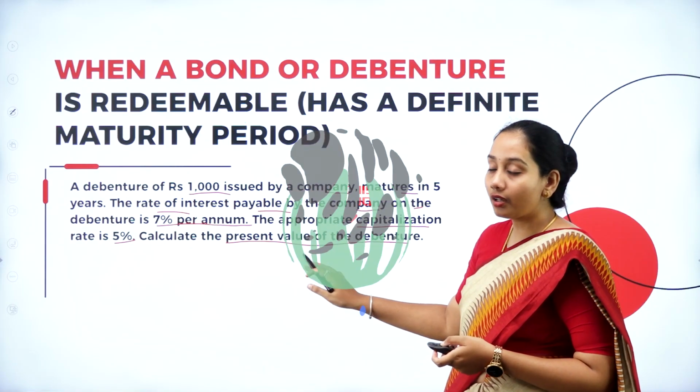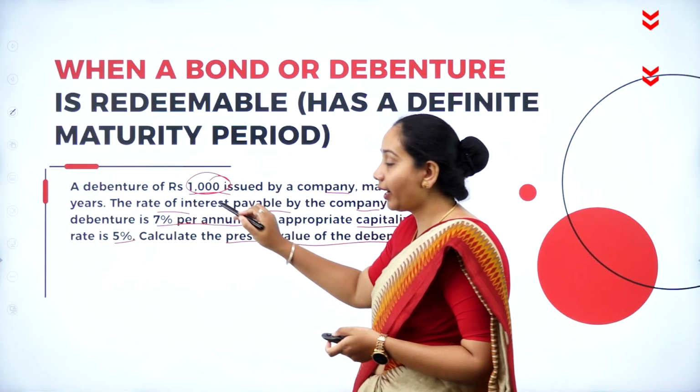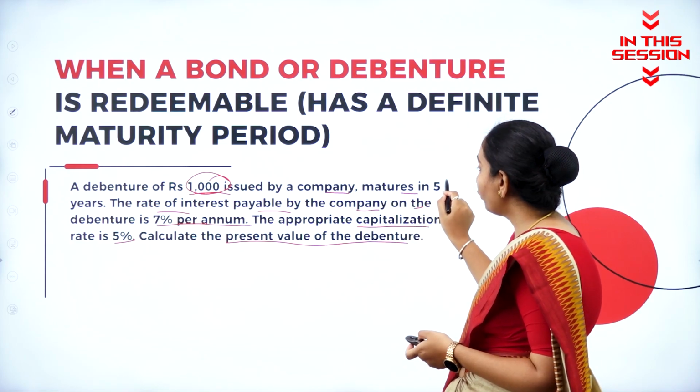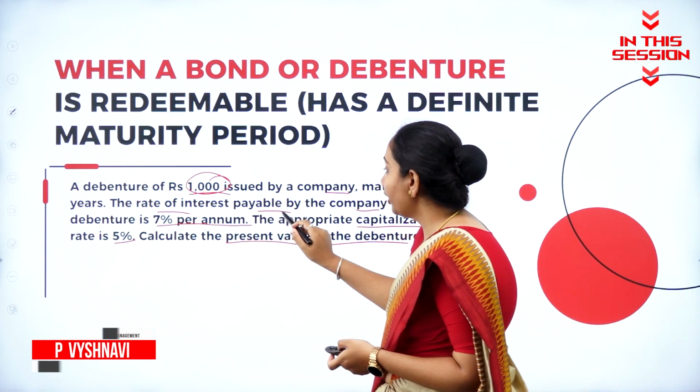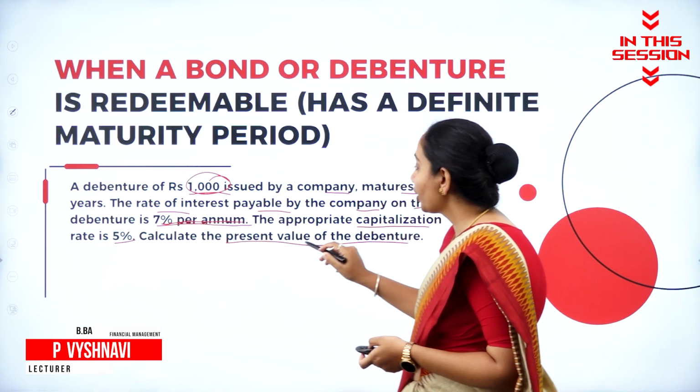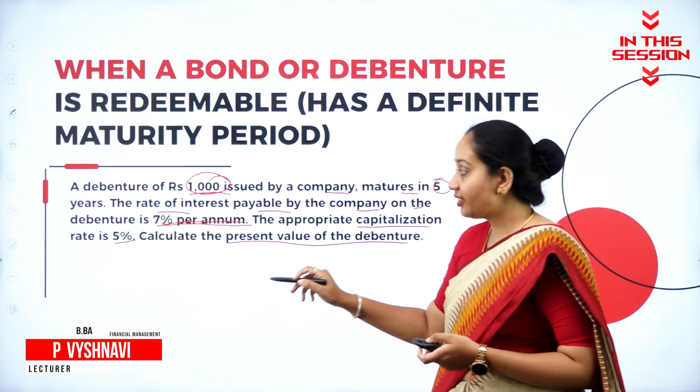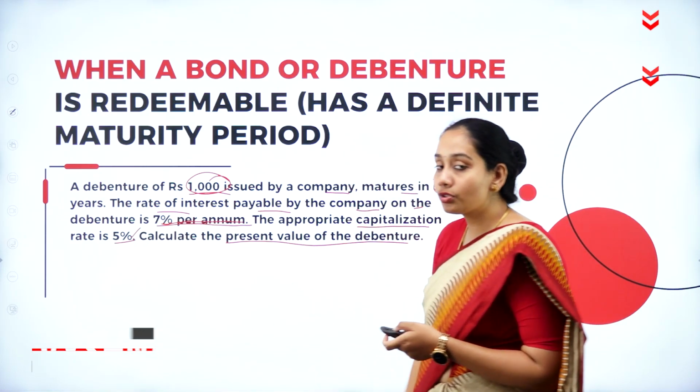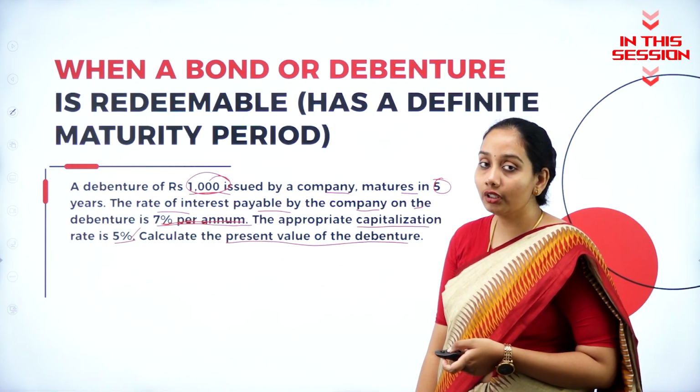The debenture costing rupees 1000 has been issued by a company for a period of 5 years, and the rate of interest is 7% per annum and the appropriate capitalization rate is 5%, and we are supposed to calculate the present value of the debenture.